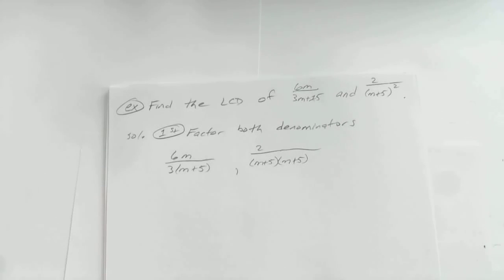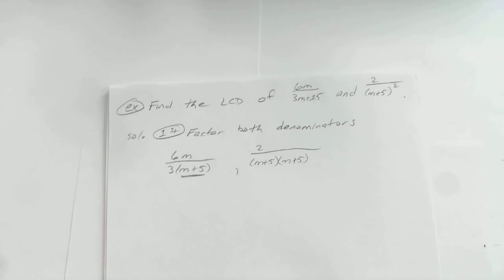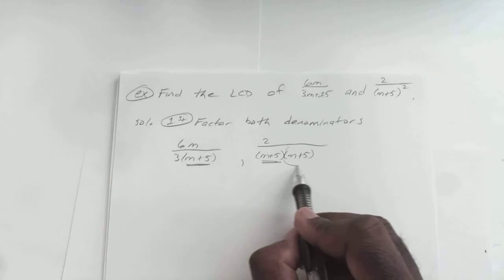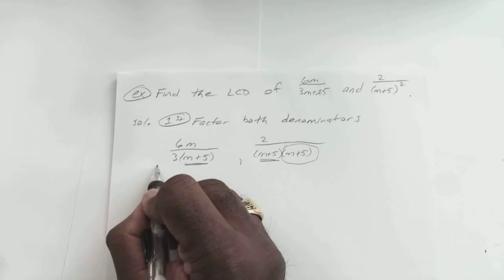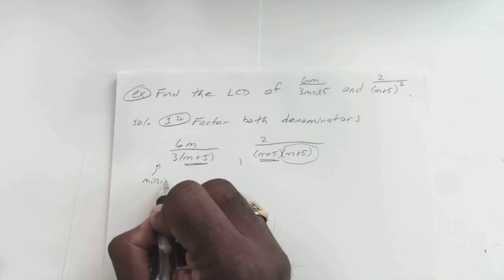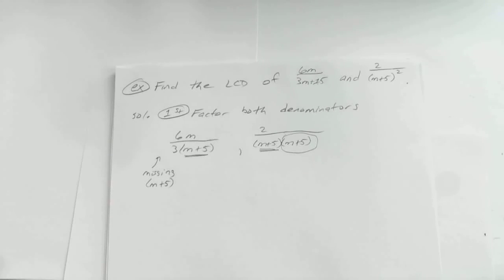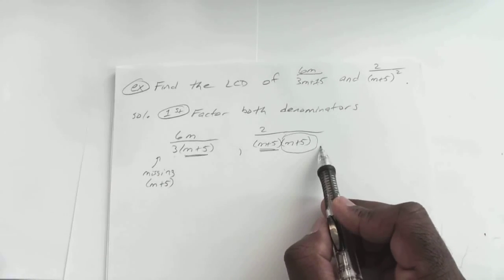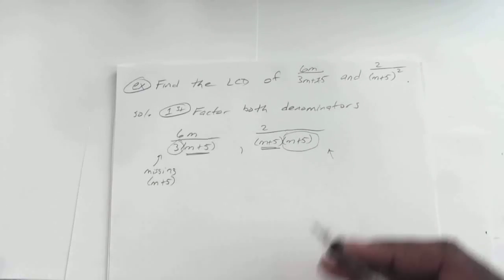Okay, so now we just match them up. We see what's missing in one and what's missing in the other. So this, you have an m plus 5, you have an m plus 5. Here, you have a second m plus 5, but you don't have it over here. So we know this side is missing an m plus 5. Okay, so now here, you have a 3 over here, but you don't have a 3 over here. So this side is missing a 3.